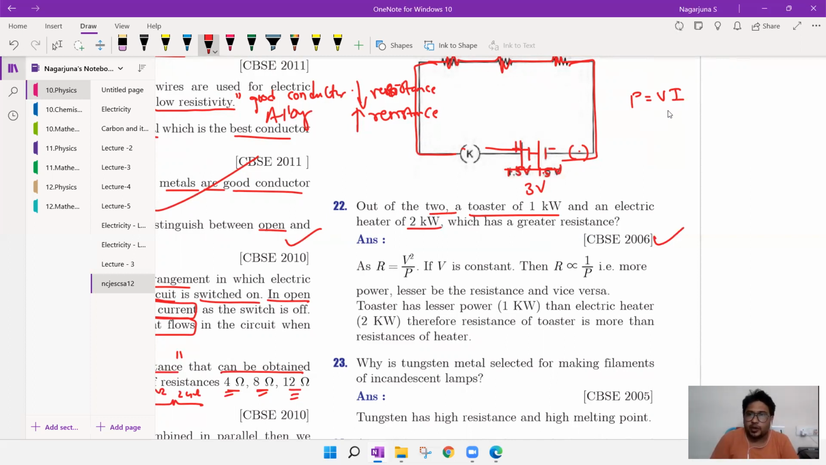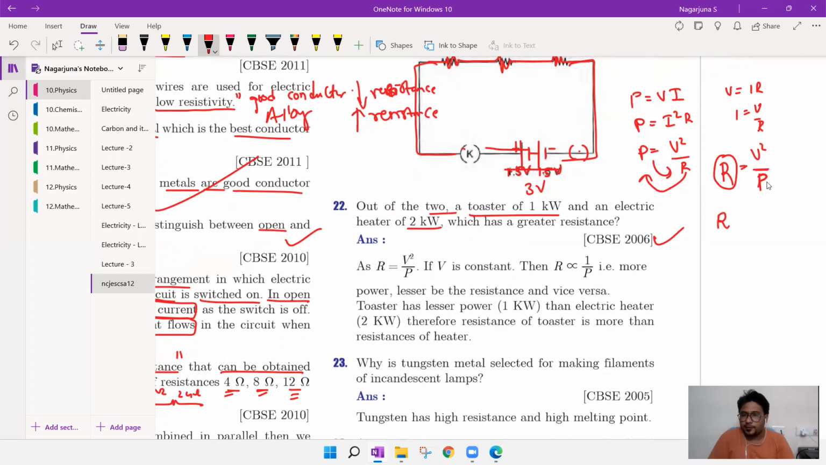P is equal to V into I, we know. And if you substitute V is equal to IR, we will get P is equal to I square R. Again, from Ohm's law, V is equal to IR, I is equal to V by R. If you substitute, it becomes P is equal to V square by R. Now, if you need R, send that R that side, get this P this side, it becomes R is equal to V square by P. So from this, what we can infer is resistance, you see, this R on the LHS and P on the RHS, which is in the denominator. So R is inversely proportional to P.